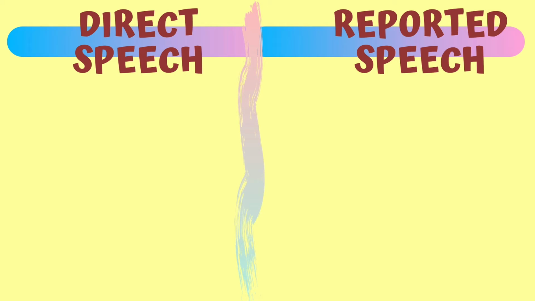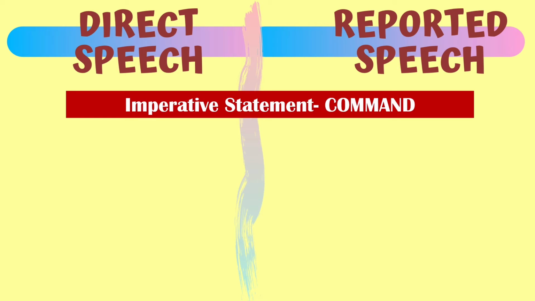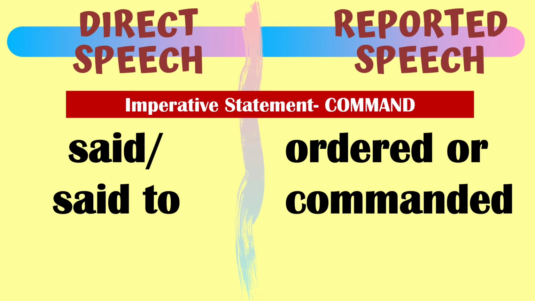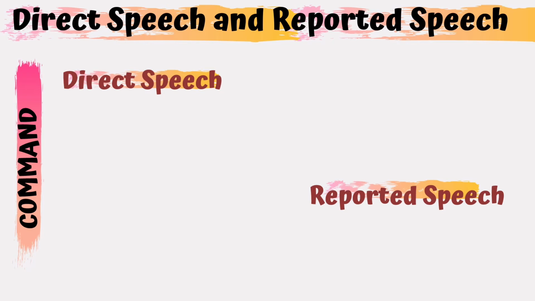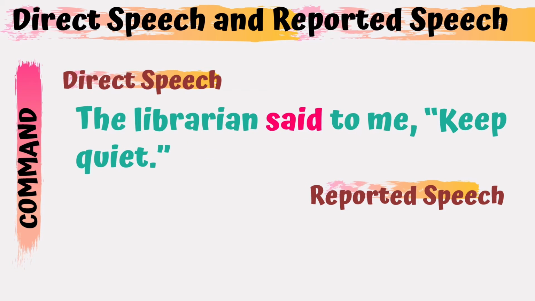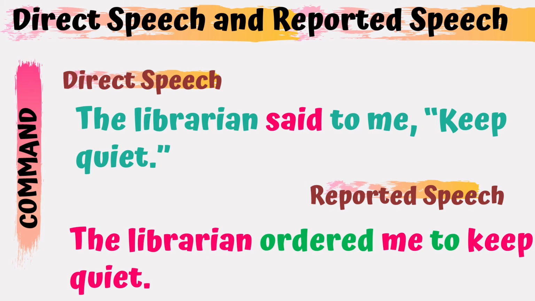For imperative statement in a command, the reporting verb said or said to is changed to ordered or commanded. For example, the librarian said to me, keep quiet. The reported speech will be, the librarian ordered me to keep quiet.